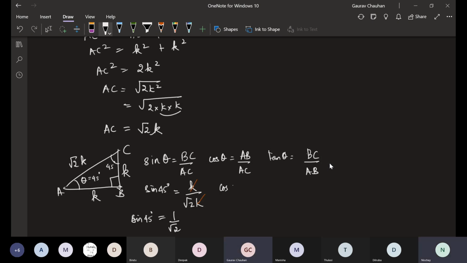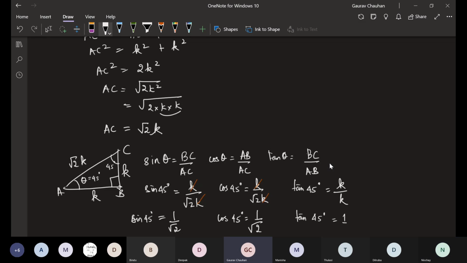Can you tell me what will be cos 45 degree now? Sir, it will be K by root 2K. Again, AB is K, AC is root 2K. So K by root 2K. K and K will get cancelled and it will be 1 by root 2. So cos 45 degree is also 1 by root 2. Can we go to the next one now? Tan 45 degree. BC is K, AB is also K. So K by K, that's equal to 1.